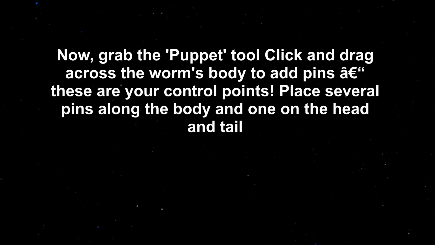Now, grab the Puppet tool, click and drag across the worm's body to add pins. These are your control points. Place several pins along the body and one on the head and tail.